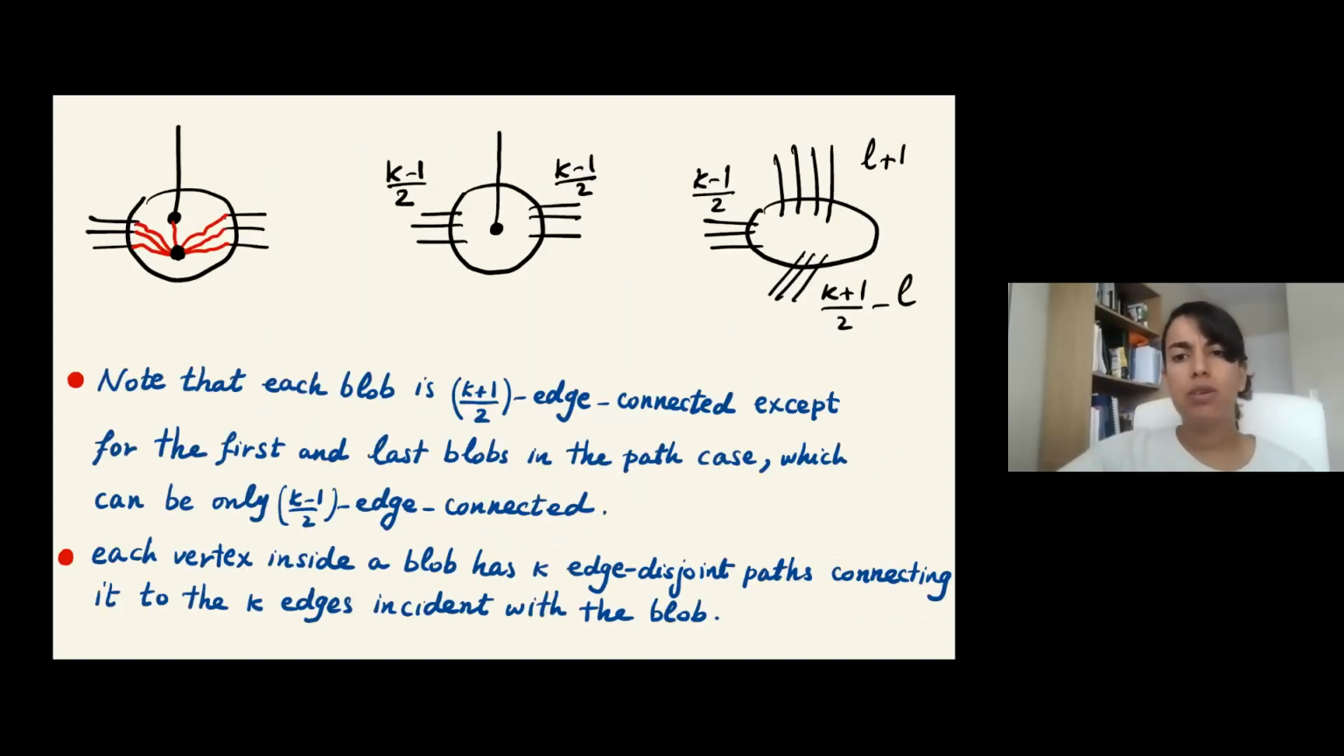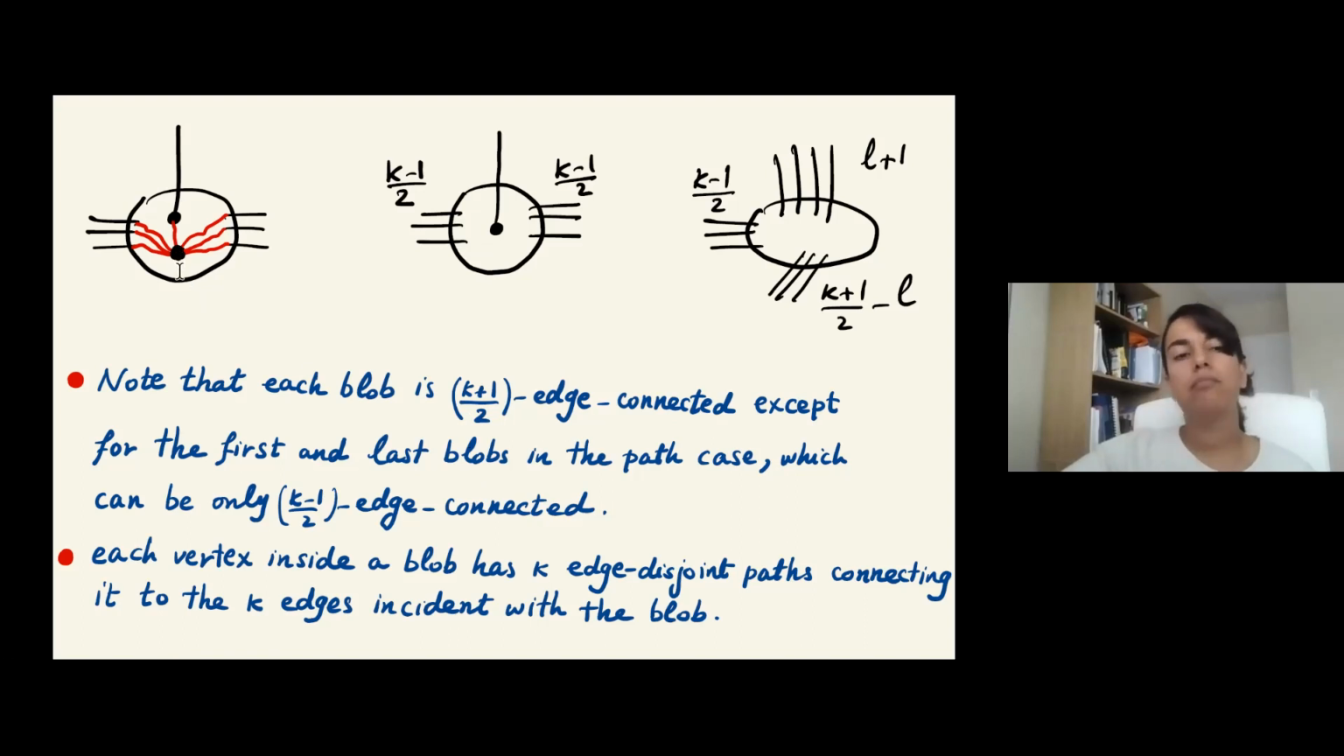Why is a blob (k+1)/2 edge connected? It can be seen easily. I mean the middle blobs in the cycle case. This one will be (k-1)/2, because between any two vertices inside the blob, there can only be at most (k-1)/2 paths that go out and come back. So there should be (k+1)/2 paths between them inside.